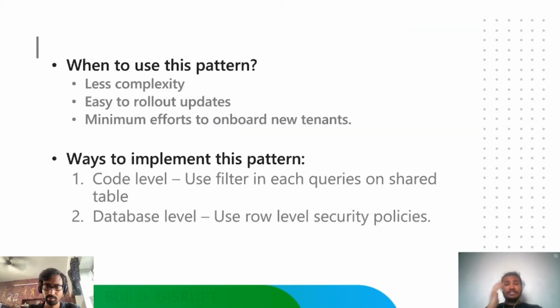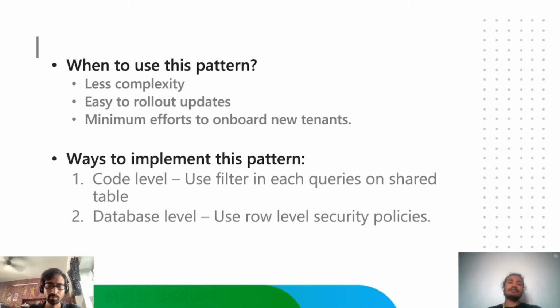So when to use this pattern? This is mainly used when we do not want high isolation, and also we do not want high complexity, and we want easy updates, and we also want to onboard new tenants. If you want to update the software, you only have to have a migration script which will update the schema, and the application can run.